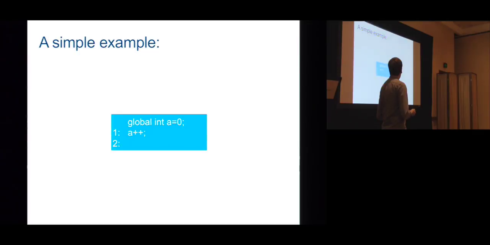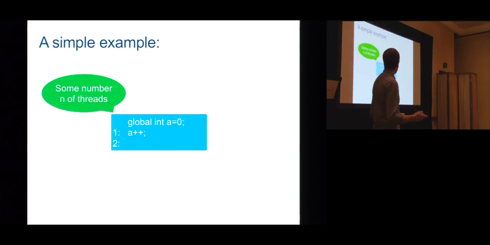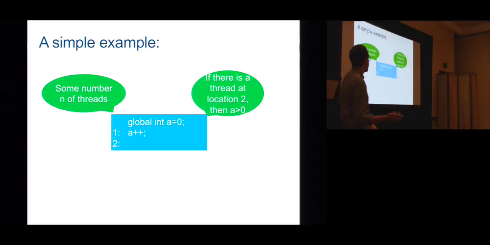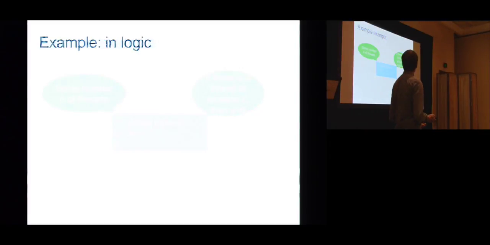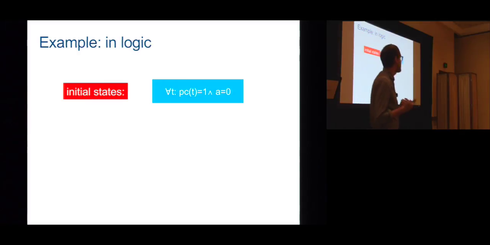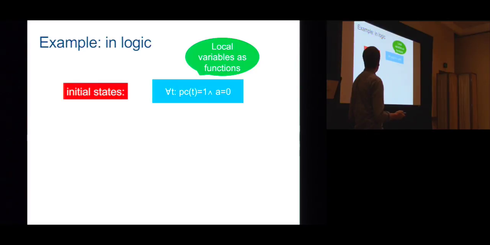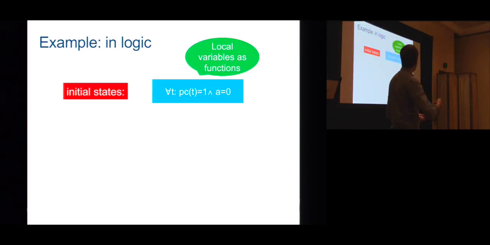We have a bunch of threads, and we're going to increment A. We want to prove a very simple property, saying that if there's one thread that has a program counter bigger than 0, then A is bigger than 0. Okay. So what we do in our method is encode this. So, for example, the initial states: initially, all threads are at location 1. So local variables are functions from thread to values.